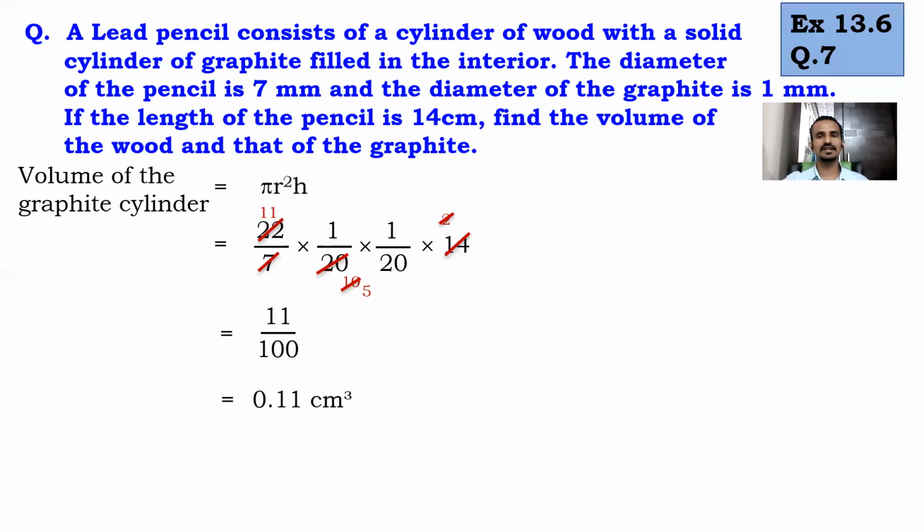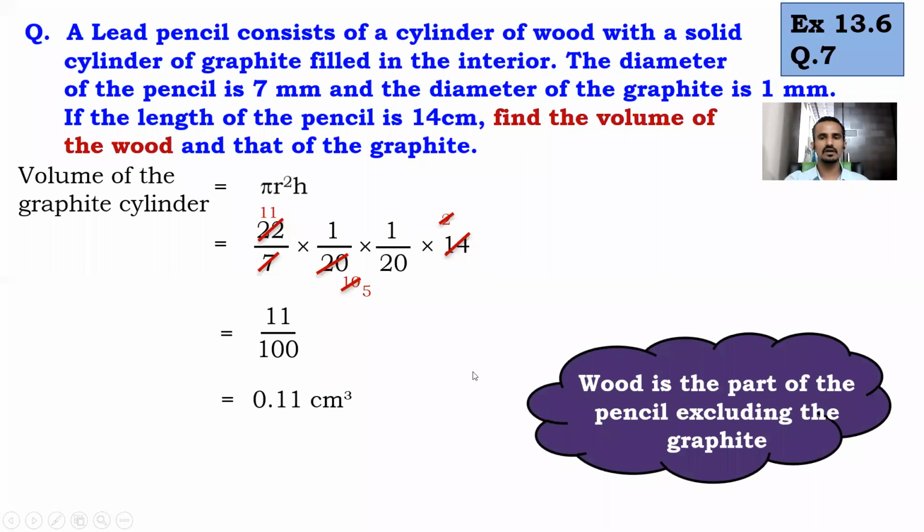Now we'll come to the first part, that is volume of wood. We know the volume of graphite now. Now to find the volume of the wood. When you talk about wood, we have to remove the volume of graphite from it. When you find the volume of entire pencil, you remove the volume of graphite. Now you have two ways of calculating it. Either you can do it like the previous question where we calculated the volume of pipe directly by writing volume of outer cylinder minus volume of inner cylinder, like that you can do.